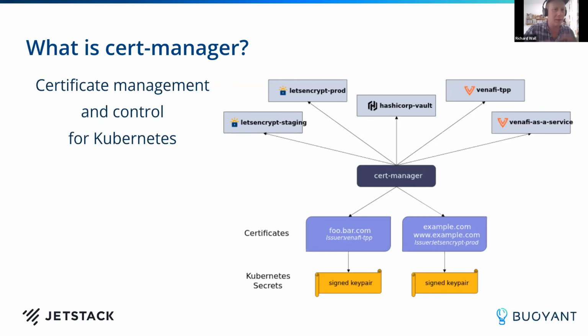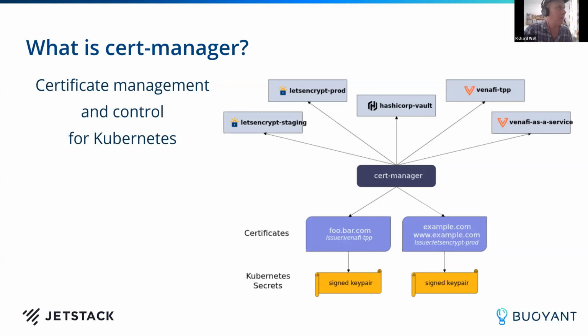looking at ingress resources inside the cluster, and based on its examination of the ingress common name and DNS names, it would go off to Let's Encrypt with a certificate signing request and get back a signed certificate, which it would put in a secret along with the private key that it had generated. And that's all it did. It was a link between Kubernetes and Let's Encrypt.